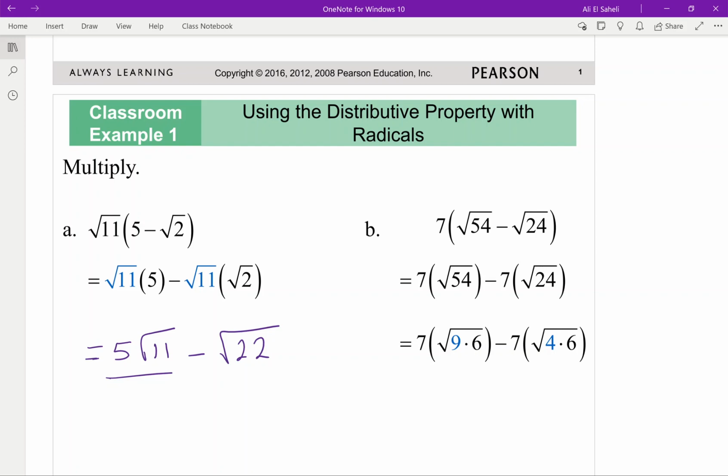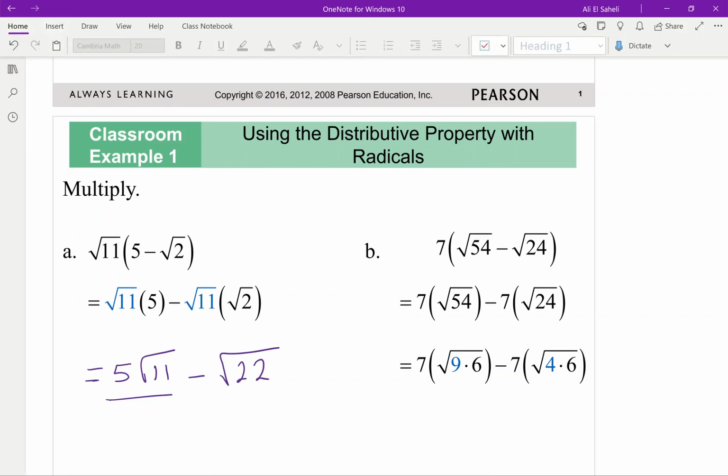5 times 11, there is nothing to be done about it. Radical 22, let's see if there is something we can do about it. Simplify it more. 22 is 2 times 10, and 10 is 2 times 5, so 20 is 4 times 5. Radical 4 equals 2, so this becomes radical 4 times 5. Radical 4 comes out as 2, so this is 5 radical 11 minus 2 radical 5.